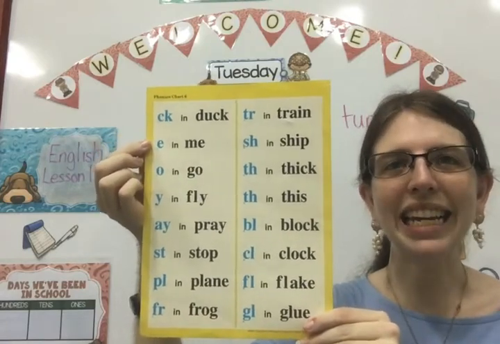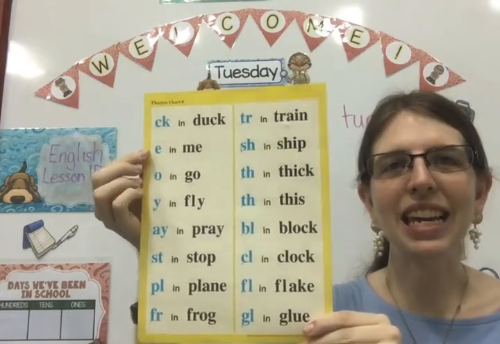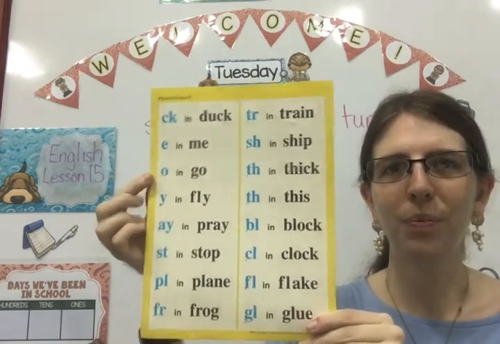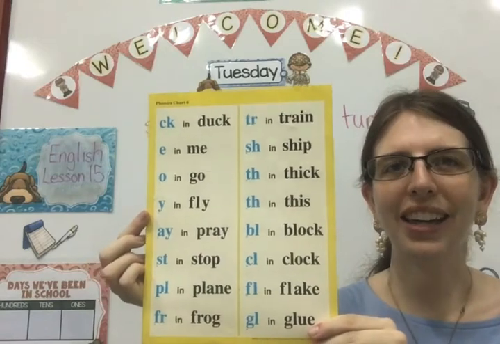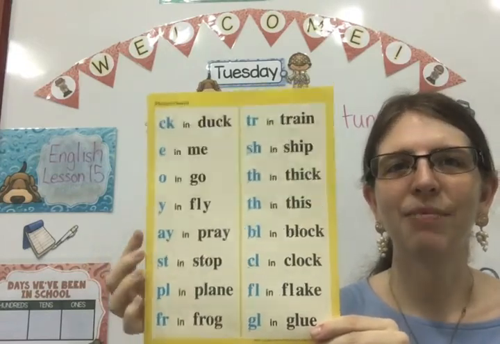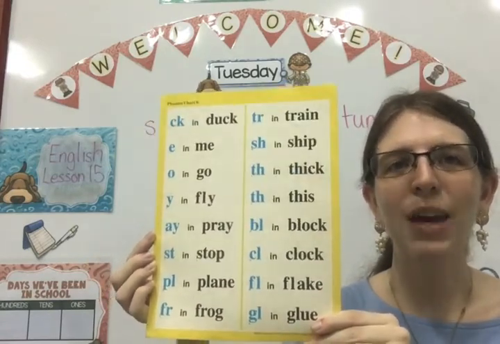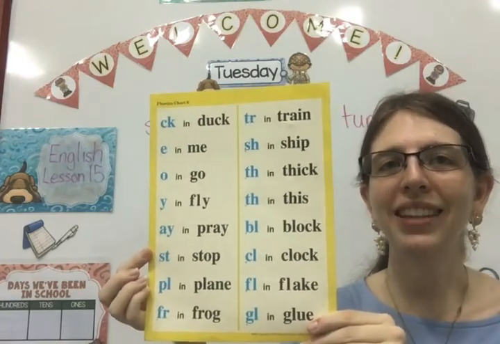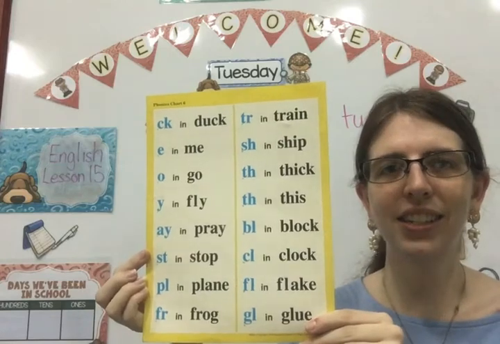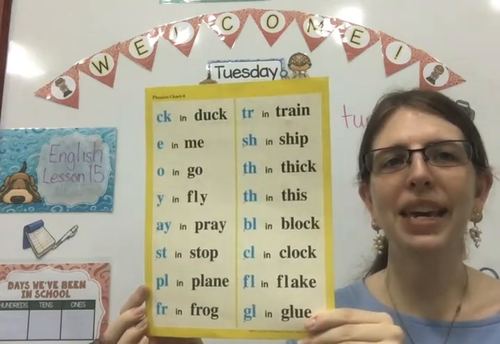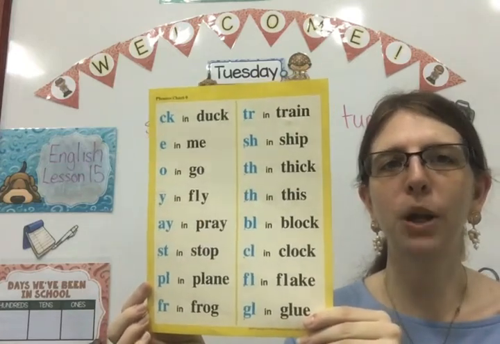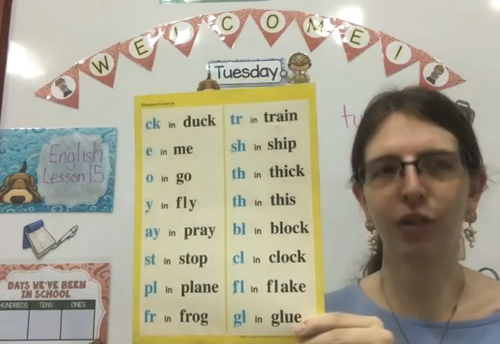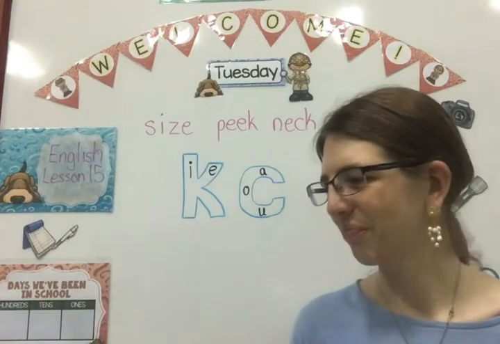E in me, E. E, E, E. O in go, O. O, O, O. I in fly, Y. I, I. A in pray, A, Y. A, A. St in stop, S, T. St, st, st. Pl in plane, P, L. Pl, pl, pl. Fr in frog, F, R. Fr, fr, fr. Very good.